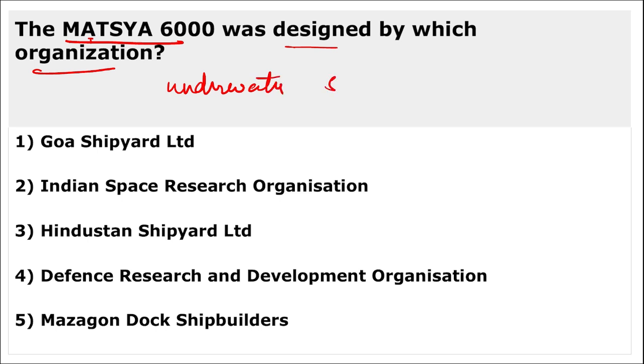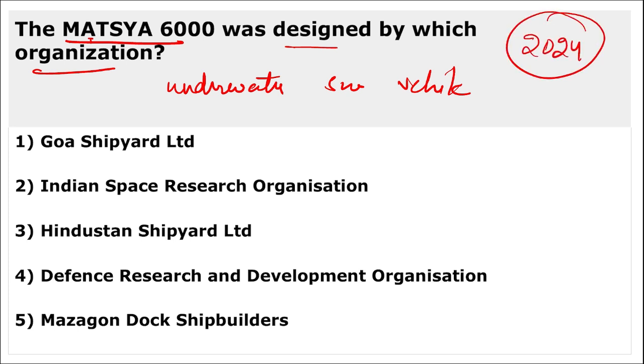Underwater submersible vehicle: Matsya 6000. Now it is asking who developed this Matsya 6000, and one additional question, when will this be launched? It will be launched in the year 2024, and it was developed by ISRO, Indian Space Research Organization.